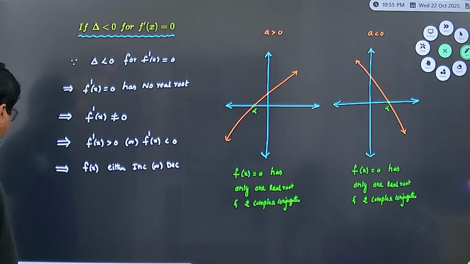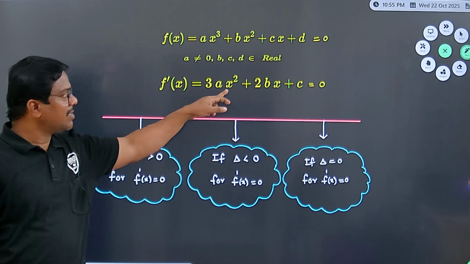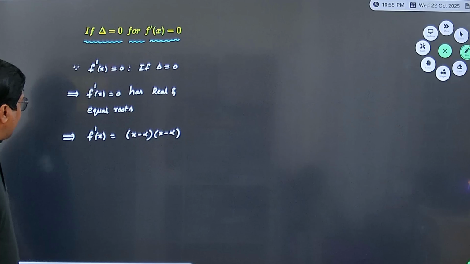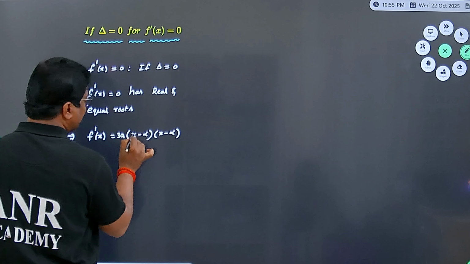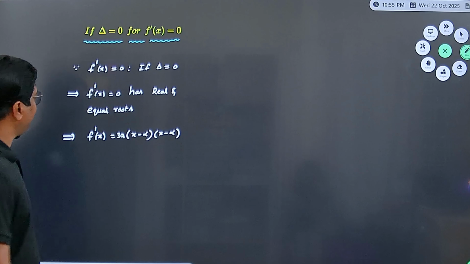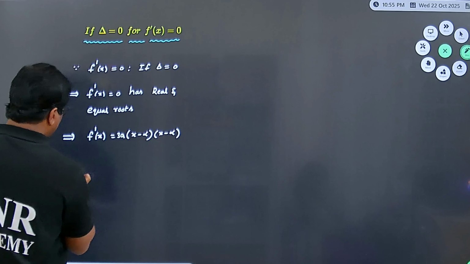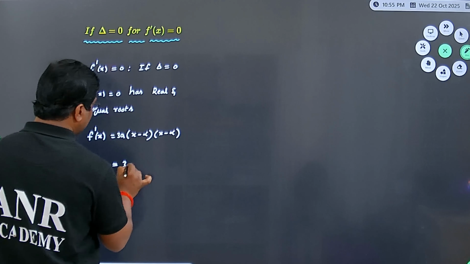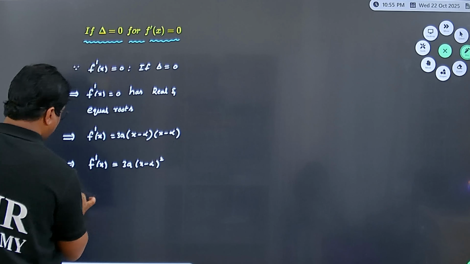Here, from the given data, f dash of x has x square coefficient 3a, therefore I can write 3a of x minus alpha into x minus alpha gives 3a x square. Yes, and this implies f dash of x is written as 3a of x minus alpha whole square.